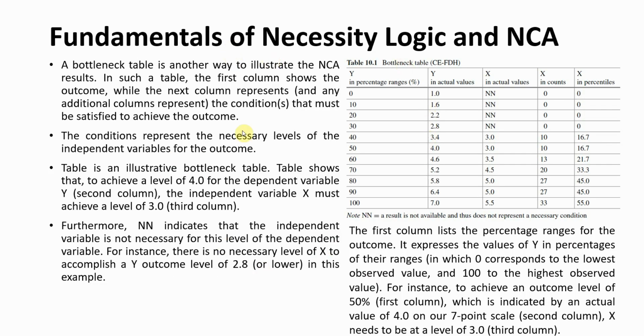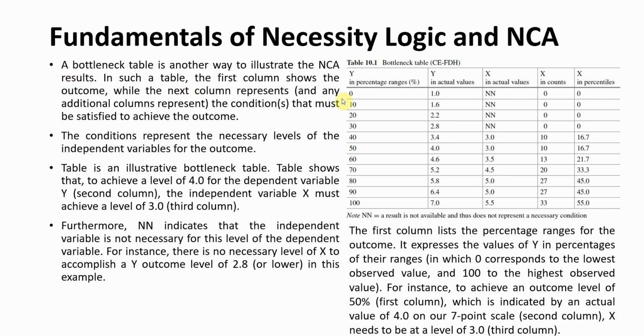Now that chart can be presented in the form of a bottleneck table that can guide us on whether X is a necessary condition for Y, and what level of Y can be achieved at the level of X. So what is the level of X so that you can achieve Y? A bottleneck table is another way to illustrate the NCA results.